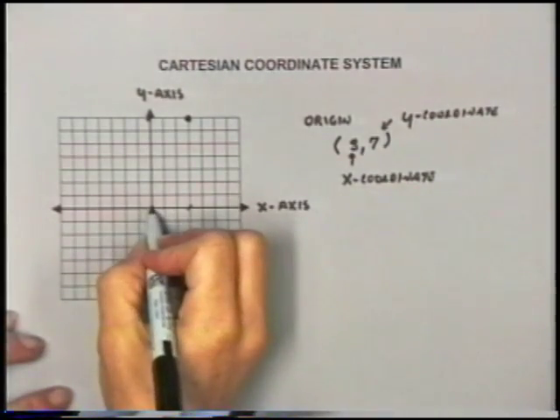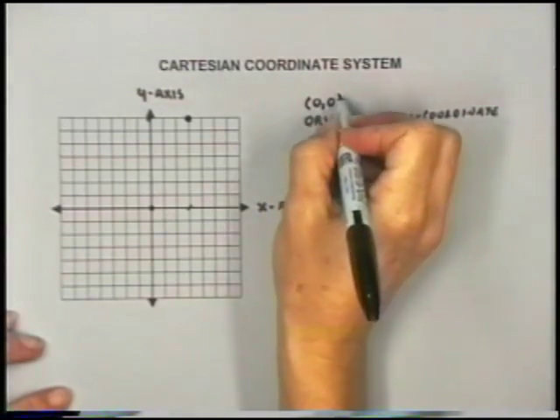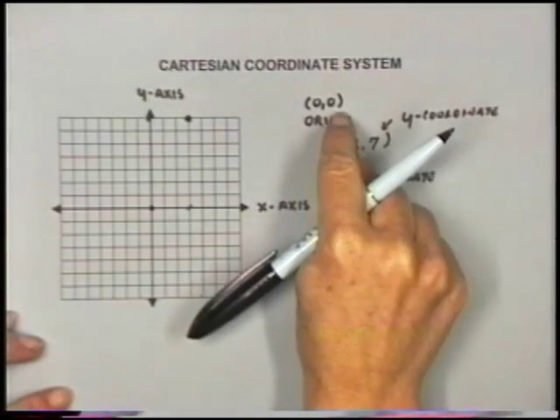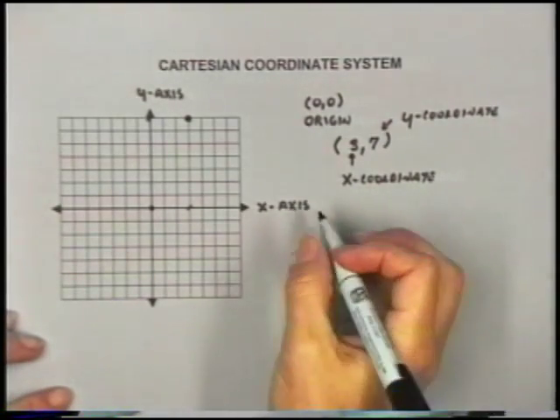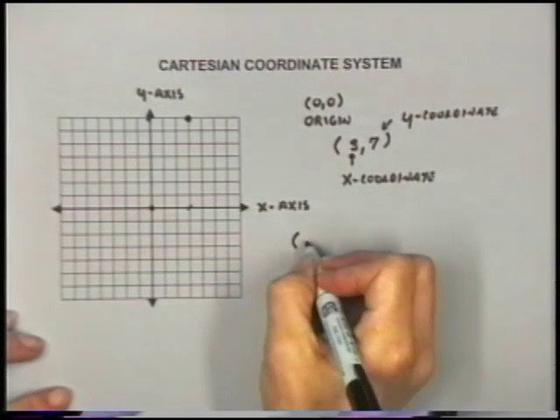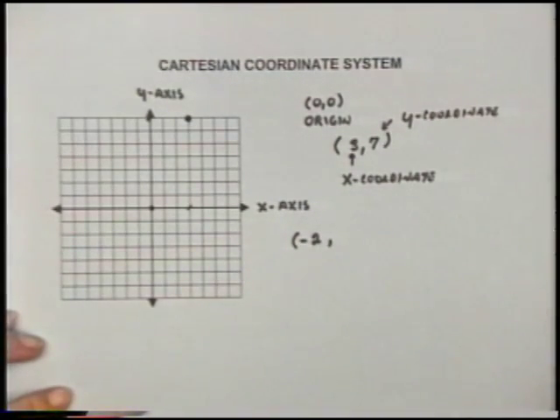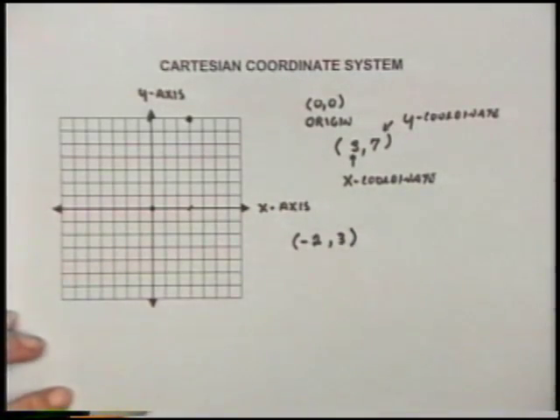This point right here, that is the origin, has the coordinates 0, 0. The x-coordinate is 0, as is the y-coordinate. Let's locate some other ordered pairs on this Cartesian coordinate system. Suppose we have -2 as our first or x-coordinate, and we have 3 as our y or second coordinate.